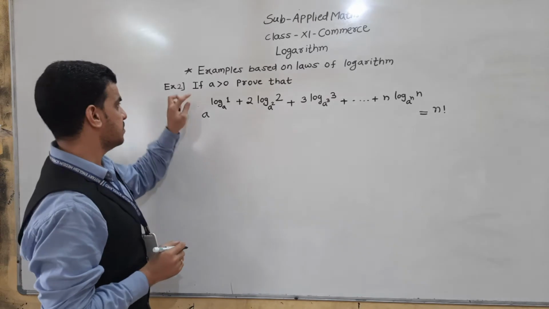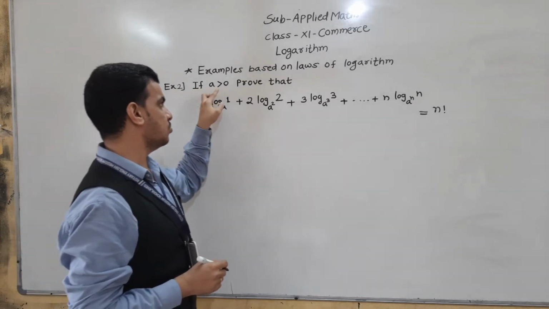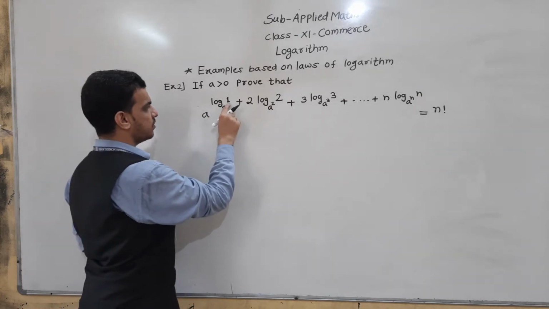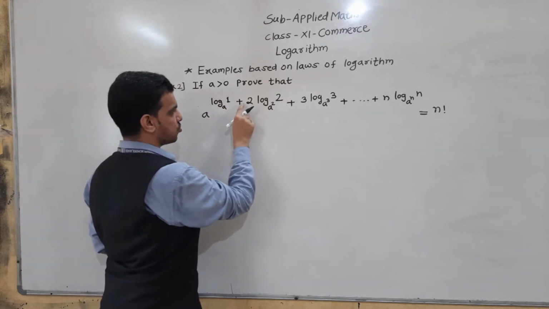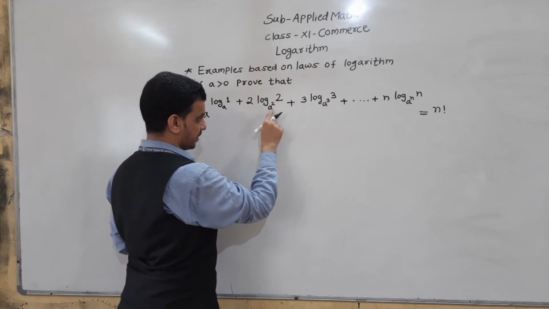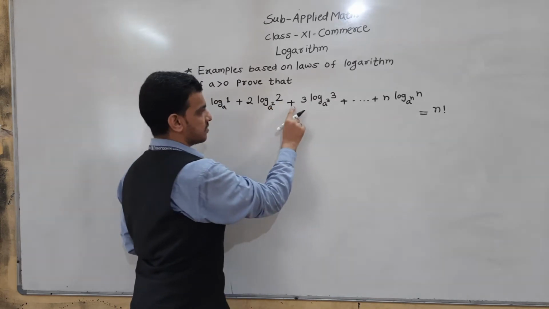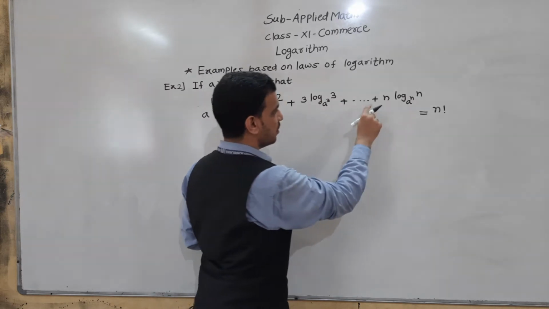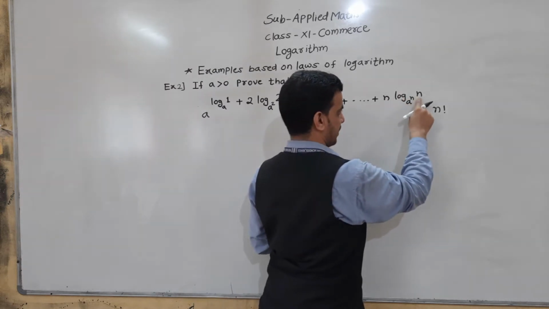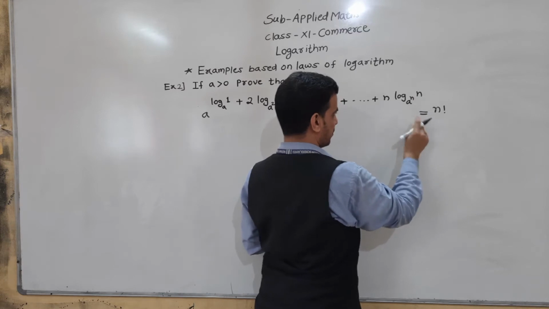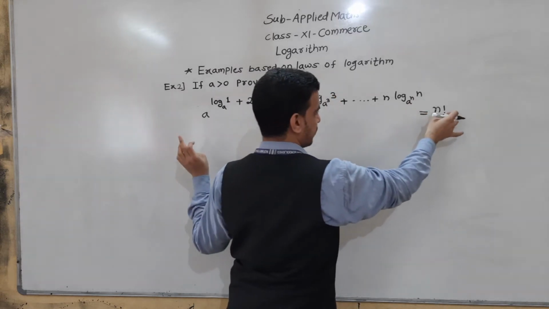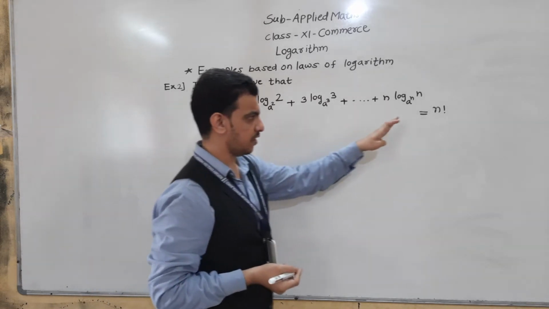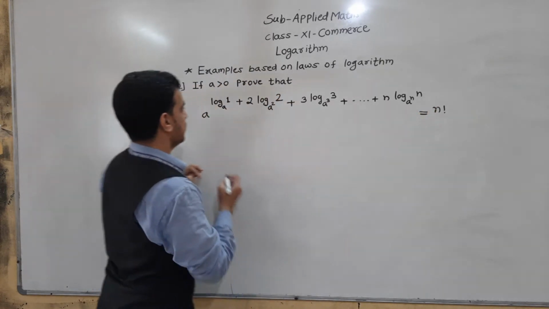Now we will take the second question. The second example is: if a is greater than 0, prove that a raised to log 1 to the base a plus 2 into log 2 to the base a square plus 3 into log 3 to the base a cube plus and so on, n into log n to the base a raised to n. This value we have to show is equal to n factorial. Okay, n factorial means product of n natural numbers.